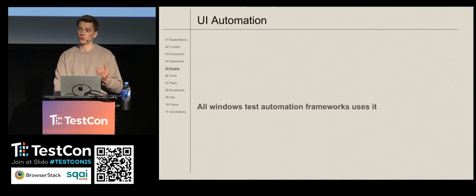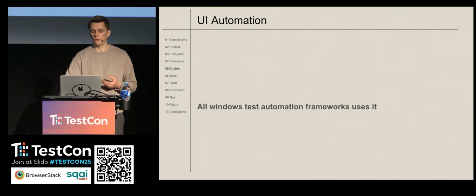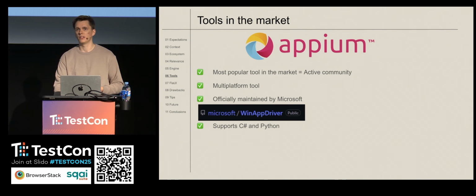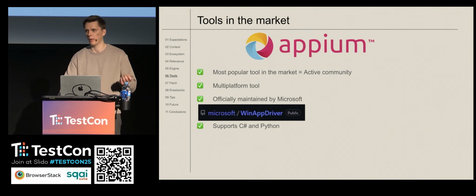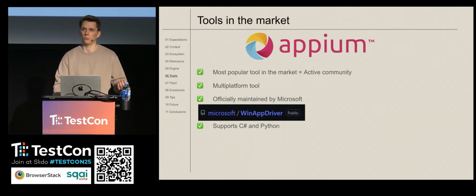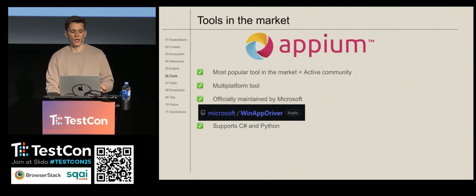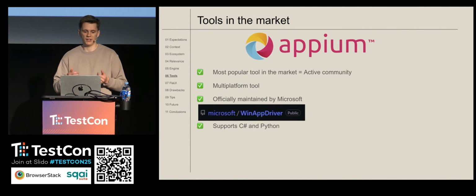And let's try to analyze those tools. The first tool is Appium. This was my first tool that I used for Windows automation. And it seemed like a really good tool at the beginning, because if we look at the advantages, it is the most popular tool in the market, which means that we have an active community, we can get documentation. It can maybe also be maintained by the community. We will see later if it did.